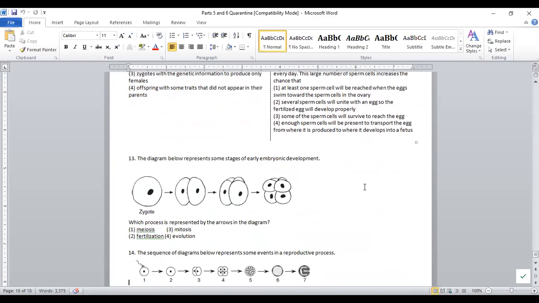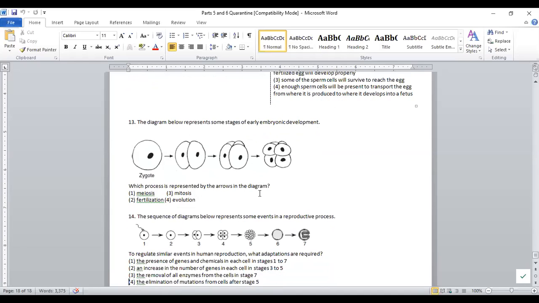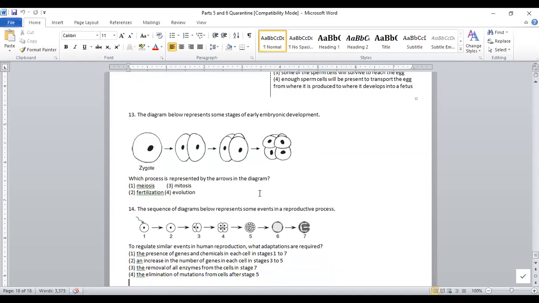Okay, 13. Which process is represented by the arrows in the diagram? That is mitosis. It's just dividing in half each time. 14, the sequence represents a reproductive process. To regulate similar events in human reproduction, which adaptations are required? The presence of genes and chemicals in each stage in cells 1 through 7.